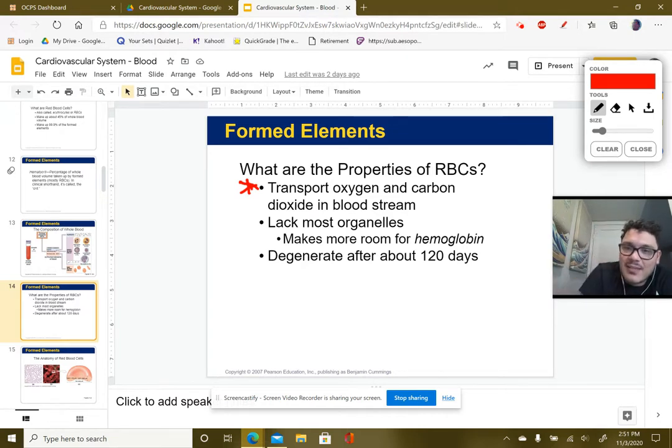Specifically, the gas that it's going to help transport is oxygen. Yes, it does transport some carbon dioxide, but if you remember our respiratory content, the vast majority of carbon dioxide is going to be transported via the plasma as a form of bicarbonate.